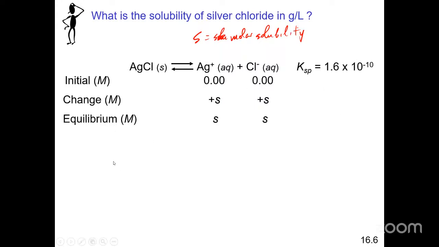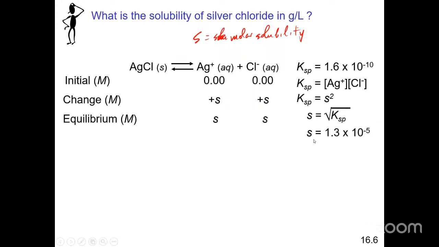So we plug them into the Ksp expression, which is this right here. Ksp is equal to the concentration of silver ions times the concentration of chloride ions, and then you just put the S values in. Ksp is going to be equal to S squared. So to get S, the molar solubility, that would be equal to the square root of Ksp. So we put the Ksp value here, which is 1.6 times 10 to the minus 10, and we get 1.3 times 10 to the minus 5.